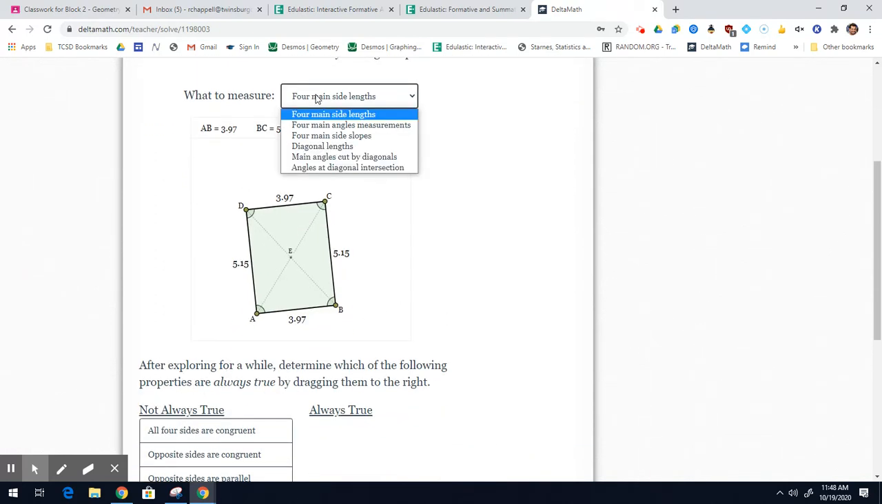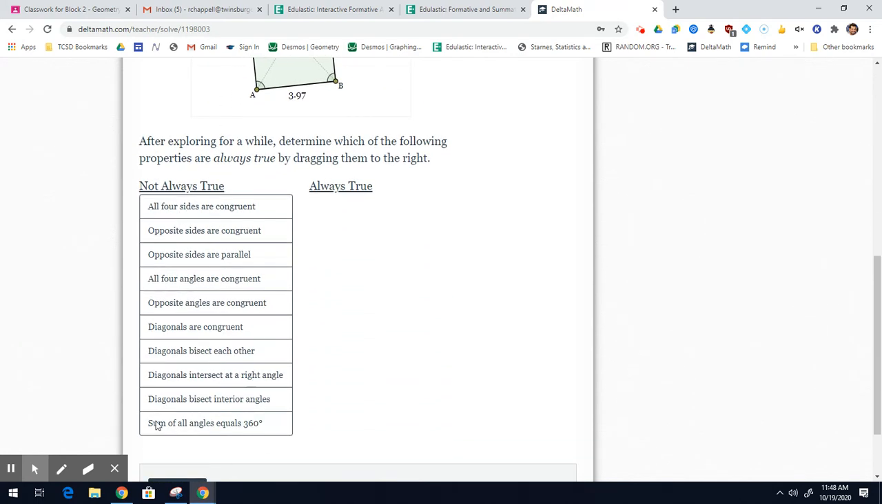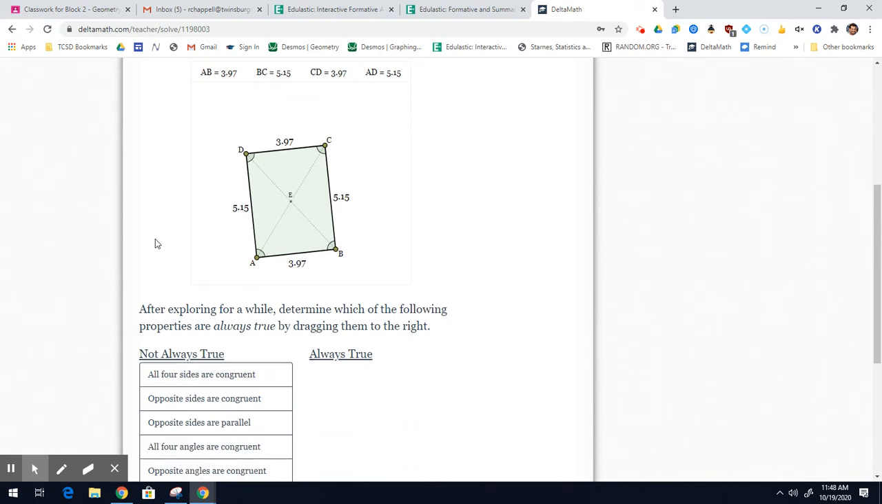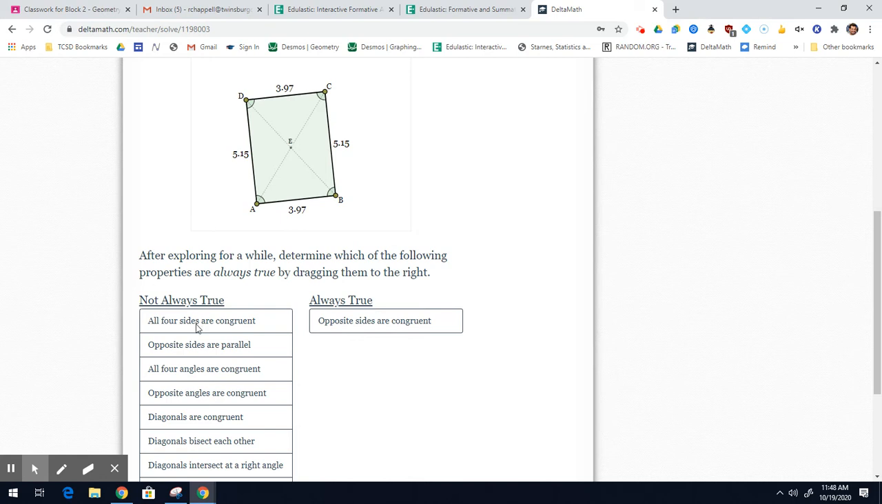So notice up here, I can choose to measure the measurements of different things. So right now it says 4 main side lengths, and they have them listed. Now down here, you have to write down or move what's going to be true. From the 4 main side lengths, I can see that the opposite sides are congruent. But notice that not all 4 sides are congruent. This is not a rhombus or a square. This is a rectangle. So I'm not going to move that. It's not always true.